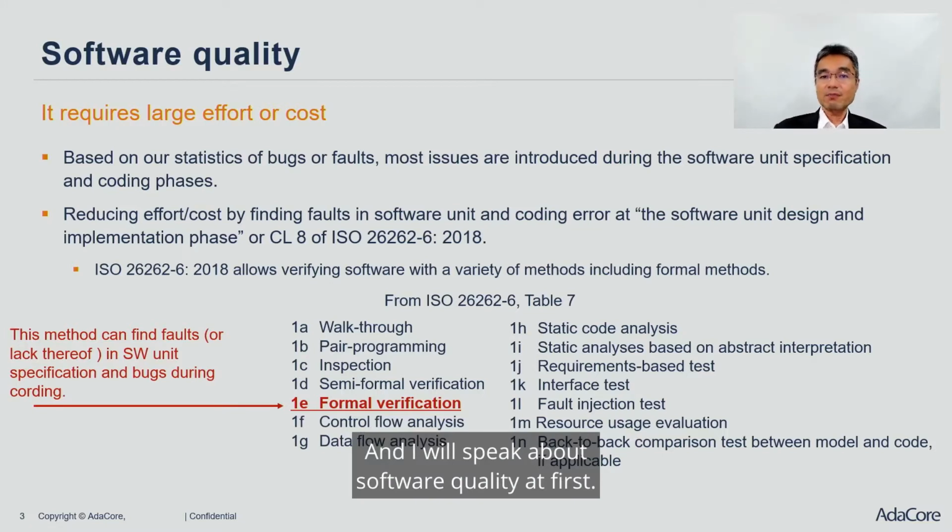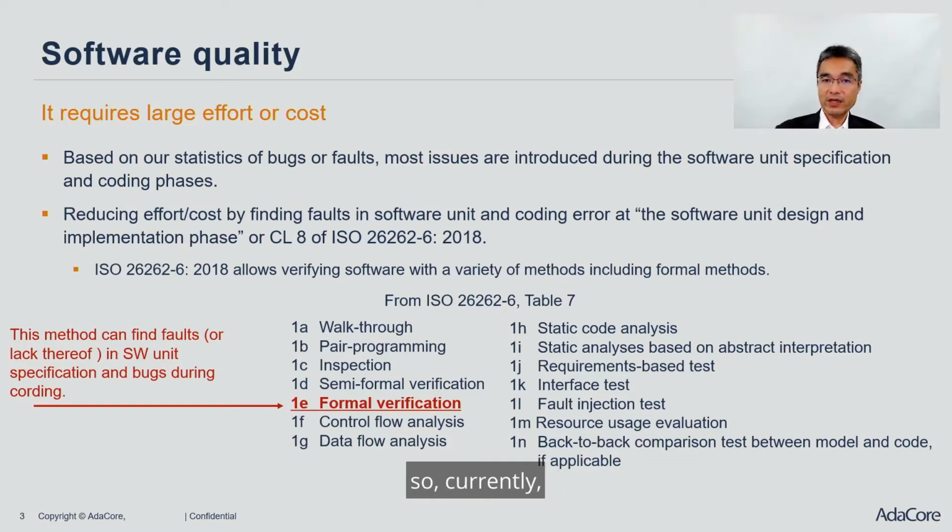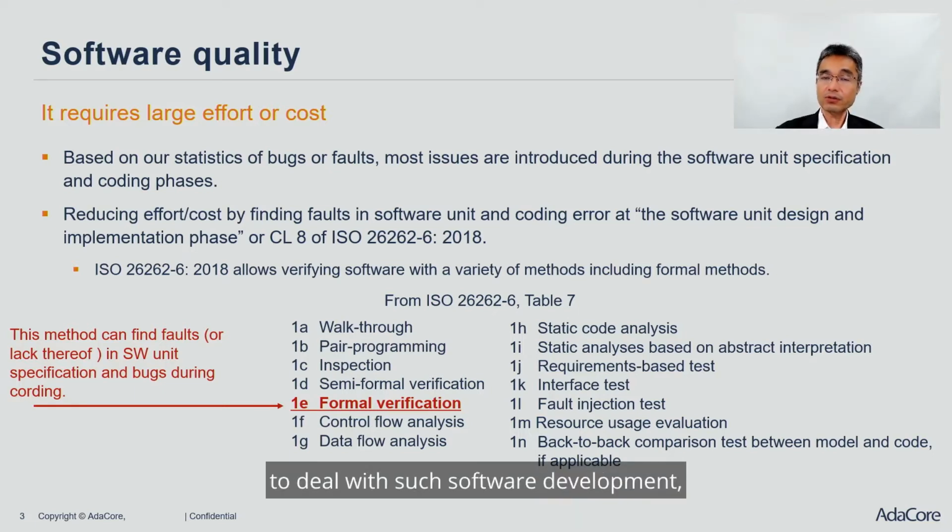And I will speak about software quality at first. So as I mentioned, currently the automotive industry has to deal with the change in the amount of software. I mean that the software is becoming bigger and bigger, and complexity is also increasing with strong safety requirements. And currently, the new ISO 26262 standard, which was published in 2018, mentioned several methodologies to deal with such software development.